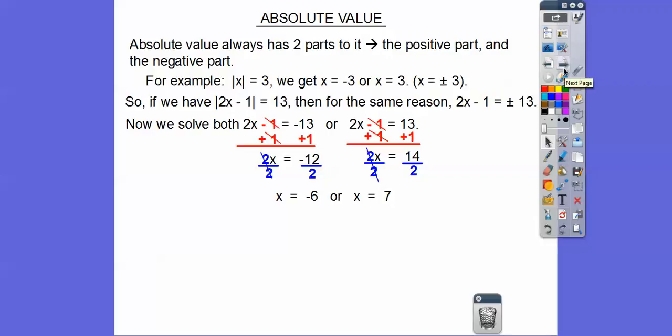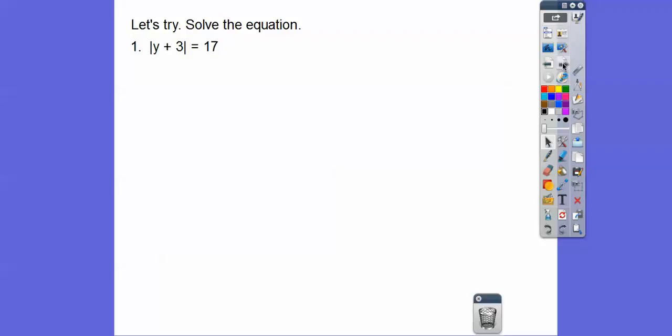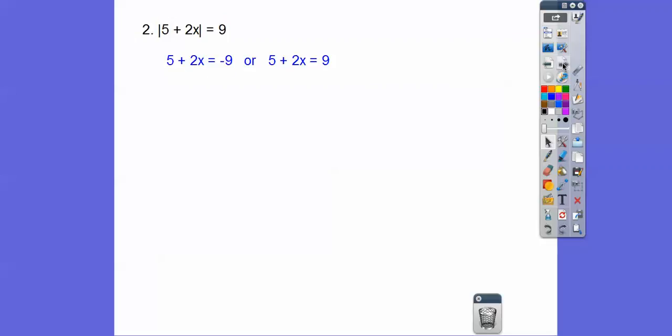So if we have something like this, you guys, the absolute value of y plus 3 equals 17, then we just set the inside piece equal to plus or minus 17 and solve each one, and you get negative 20 or 14. All right, how about this one? Make this equal to plus or minus 9. Then we'll subtract 5 and divide by 2, and you get that as your answer.